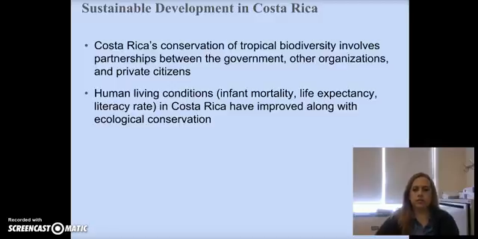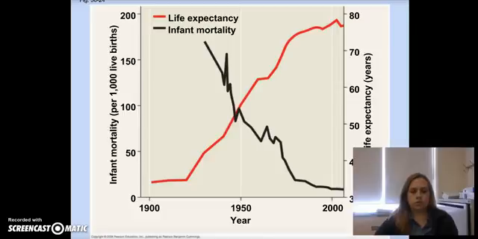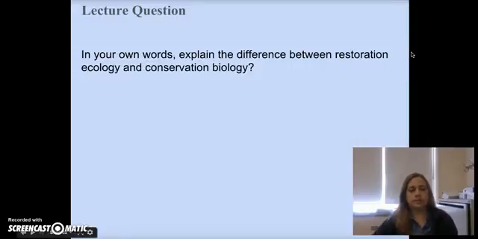Costa Rica's conservation of tropical biodiversity includes partnerships between governments and other organizations. What's interesting is that human living conditions in Costa Rica have actually improved along with the ecological conservation. Two really important measures of that are life expectancy and infant mortality. You can see here the infant mortality has decreased quite substantially, and life expectancy has also increased quite substantially.